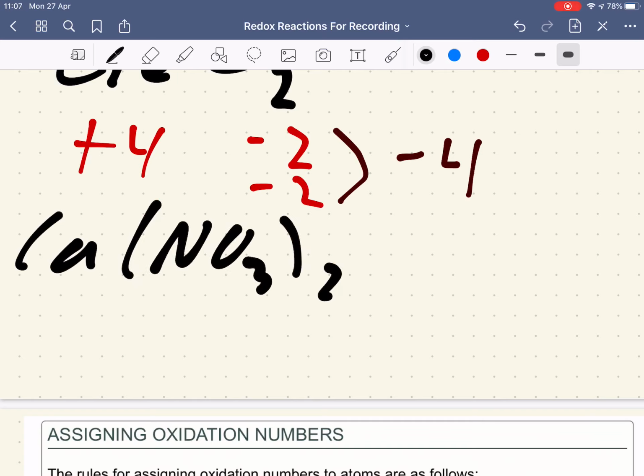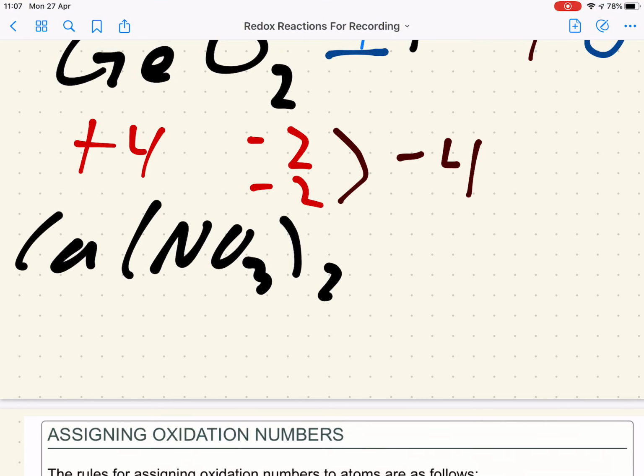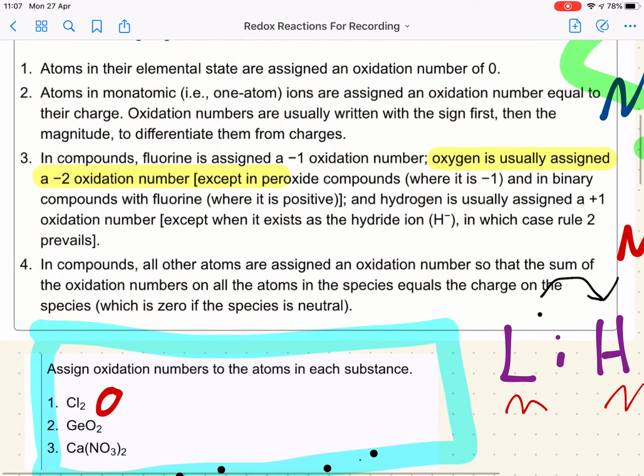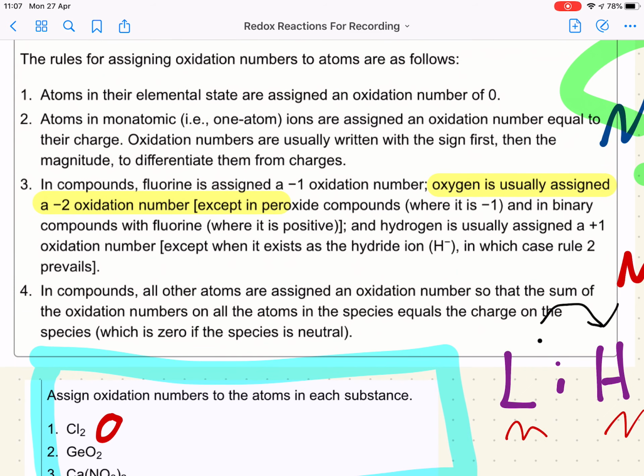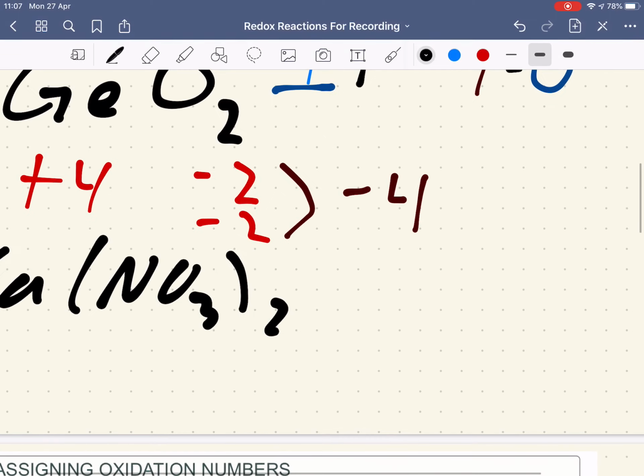CaNO3. All right, so how to solve this? Let's go up to our rules and see if there's anything that we know about this that we can use. We've got calcium, nitrogen, and oxygen. It's already highlighted yellow. Oxygen is usually assigned a 2 minus oxidation number. Okay? So something I'm going to do here, I'm going to set this NO3 over here to the side. Let's kind of separate this, right?